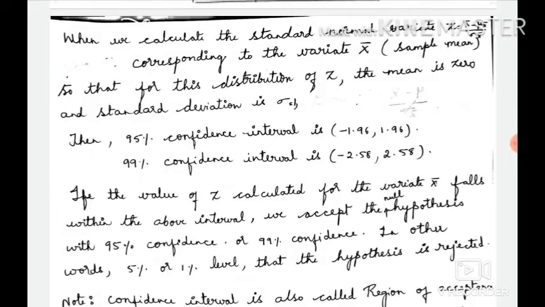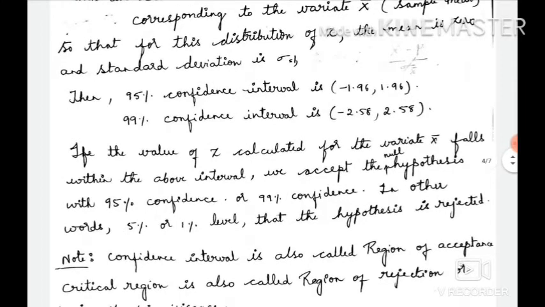If the calculated value of z falls in the acceptance region, that is minus 1.96 to plus 1.96 at 5% level of significance, or minus 2.58 to plus 2.58 in the case of 1% level of significance, then we accept the hypothesis. If the calculated value of z falls in the critical region, that means it falls outside the above intervals, then we reject the hypothesis.